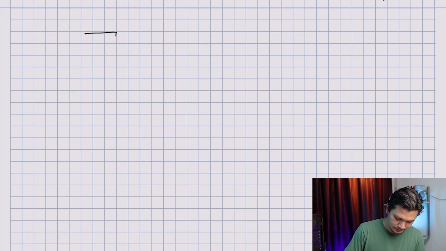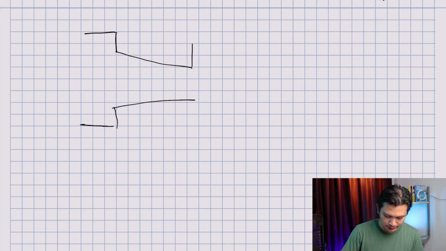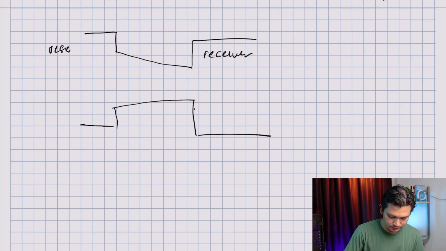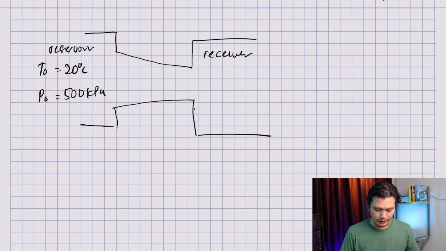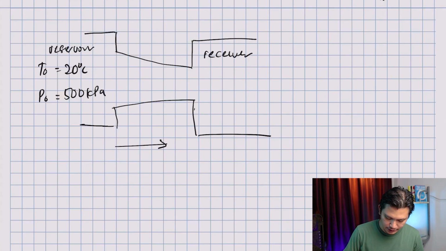Okay, now imagine if you have a reservoir, and then at the exit of the reservoir you have a nozzle, and then you have something that is called the receiver. So this is the receiver. This is the reservoir. And this reservoir has a few properties. The temperature here is 20 degrees Celsius and the pressure here is 500 kilopascal. And the flow is obviously flowing from left to right.